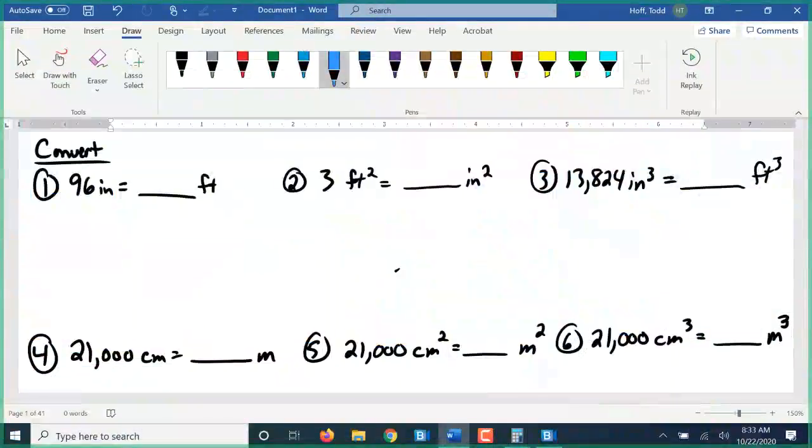Let's take a look and see how you're doing with these. So for the first one, we have 96 inches. We're going to make that 96 inches over 1. We're turning it into feet. So we'll put inches on bottom so they cancel out, going into feet.